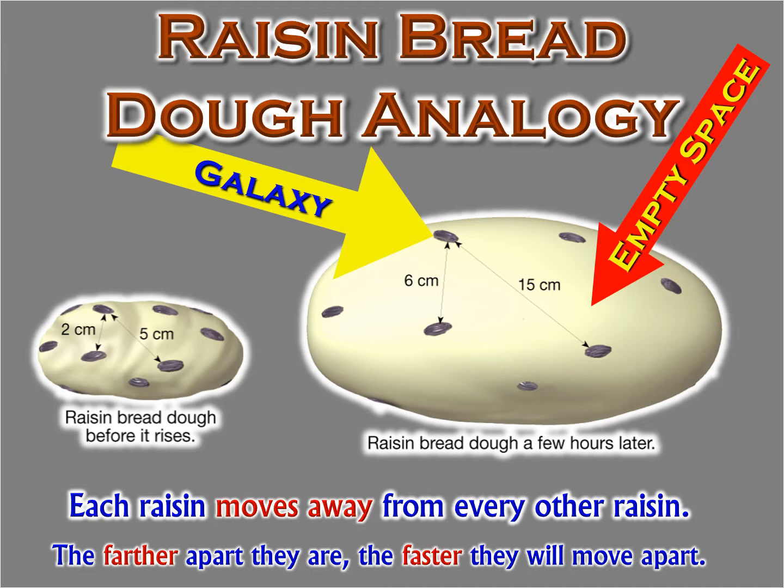Now keep in mind that this would appear this way no matter which raisin you were on. It would look like all the raisins are moving away from you. The only flaw in this analogy is that the bread has a surface, so that doesn't really correspond to something in the universe. If that bread dough just kept going and going, it would be a very good analogy.